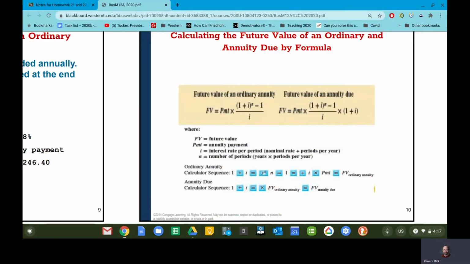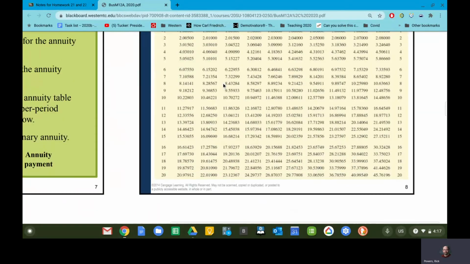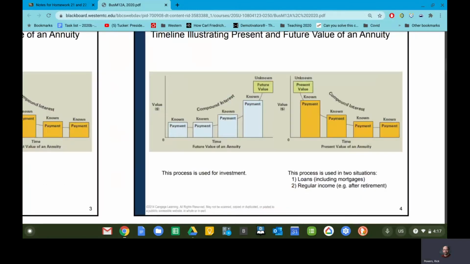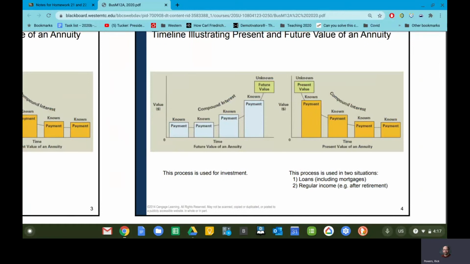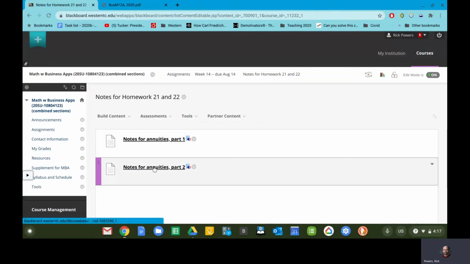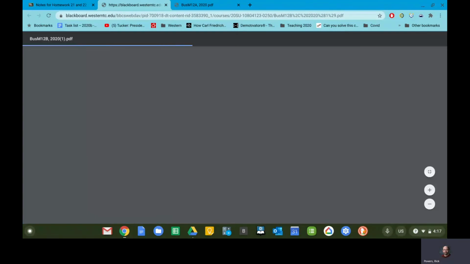Now, that was an introduction to just the different kinds of annuities that there are. It can grow into a future value, or you can start with a large amount that goes down, and that's a present value. And the present value works for loans and also for income. So then, when we go to the next homework assignment, what you will see is the sinking fund and the amortization.